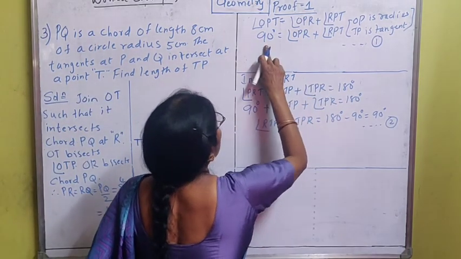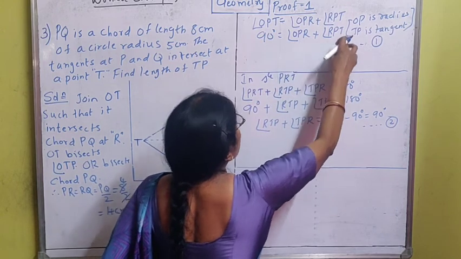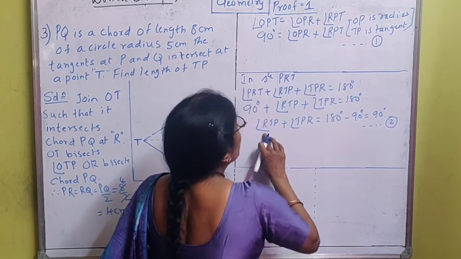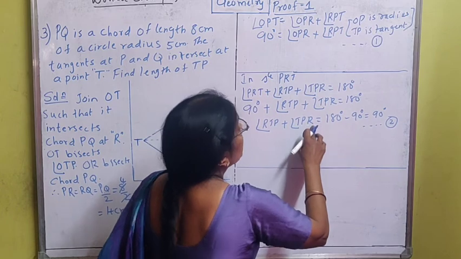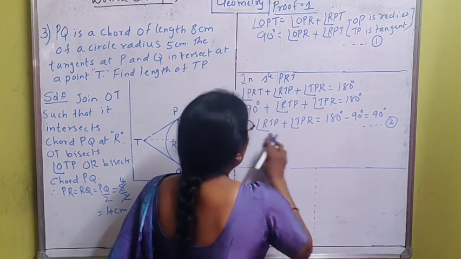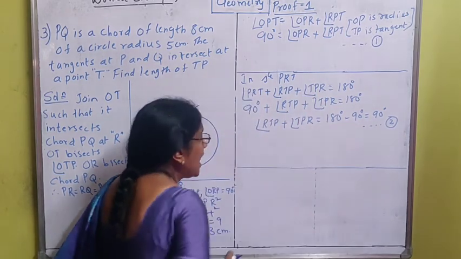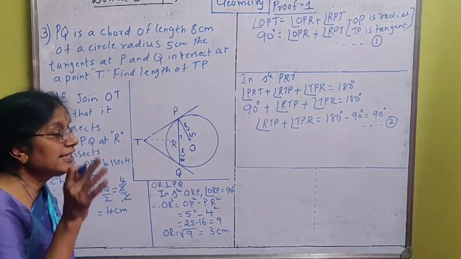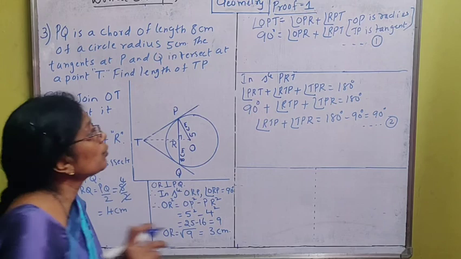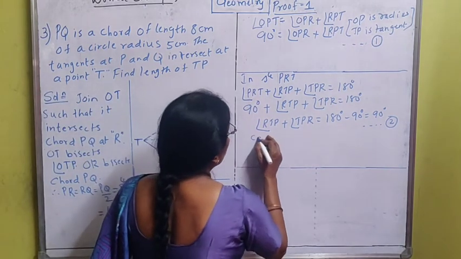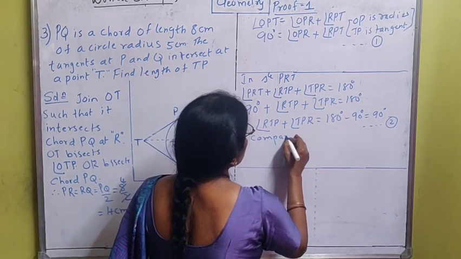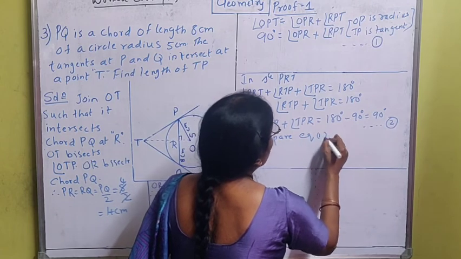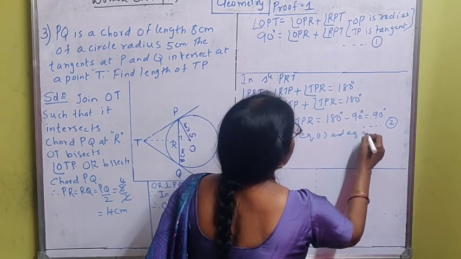What is 1 given? 90 degree is equal to angle OPR plus angle RPT. Here also angle RTP plus angle TPR is equal to 90 degree. So comparing 1 and 2, that is axioms. Axiom 1. What does axiom 1 say? Things which are equal to the same thing are equal to one another. So we are going to compare equation 1 and equation 2.